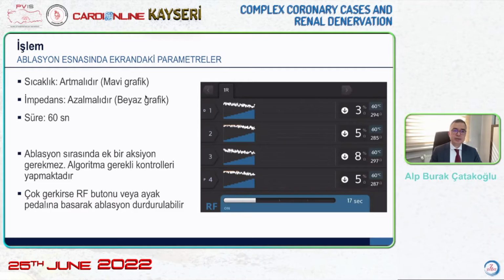For example, there is a blue graphic that shows the temperature, and we expect it to increase. This is another indicator of the success of the procedure. And there's the impedance in the white graphic, and we want the impedance to decrease. One other parameter is the time, the 60 seconds that will be filled slowly, and we will not touch the generator, and automatically it will make the procedure.